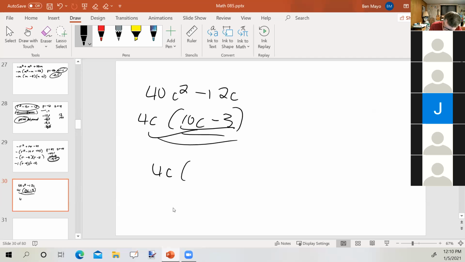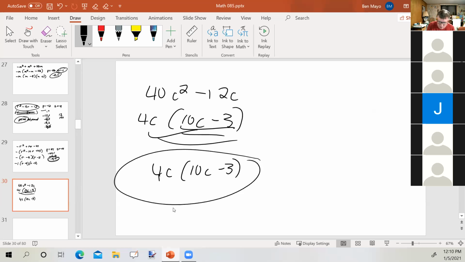So all I can do is take out the greatest common factor, 4c, times the leftovers in the parentheses. Now, again, it didn't say identify the least or the greatest common factor. It said factor it. So our final answer should include everything that goes back together to get what we started with.